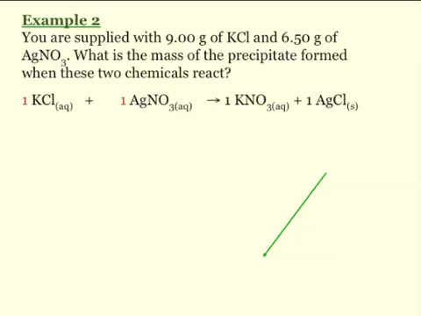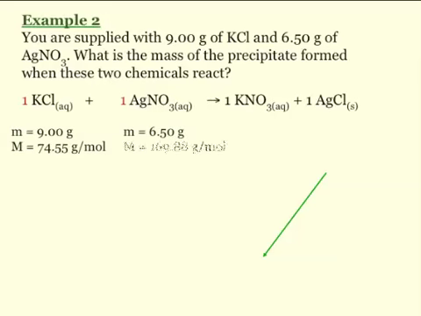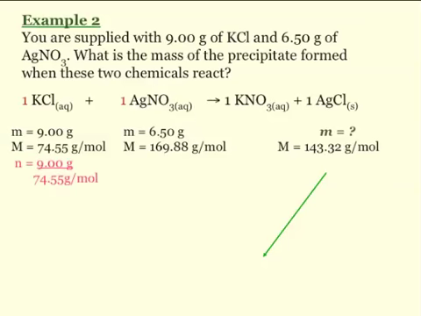Now I have my mass and molar mass of both of the reactants, and I'm trying to figure out the amount of precipitate, which in this case is AgCl. Molar mass there is 143.32 grams per mole. So I need to figure out the number of moles of both of my reactants, and I do that by taking the mass and dividing it by the molar mass in both cases.